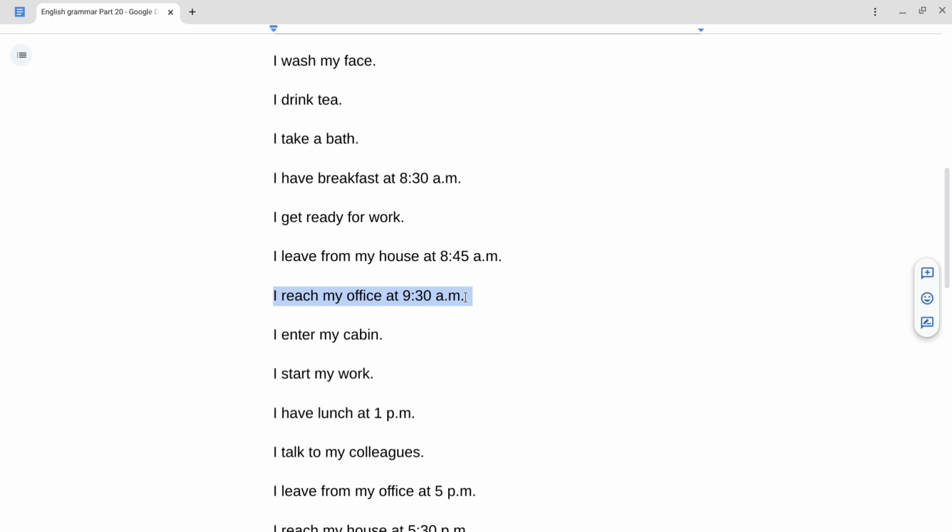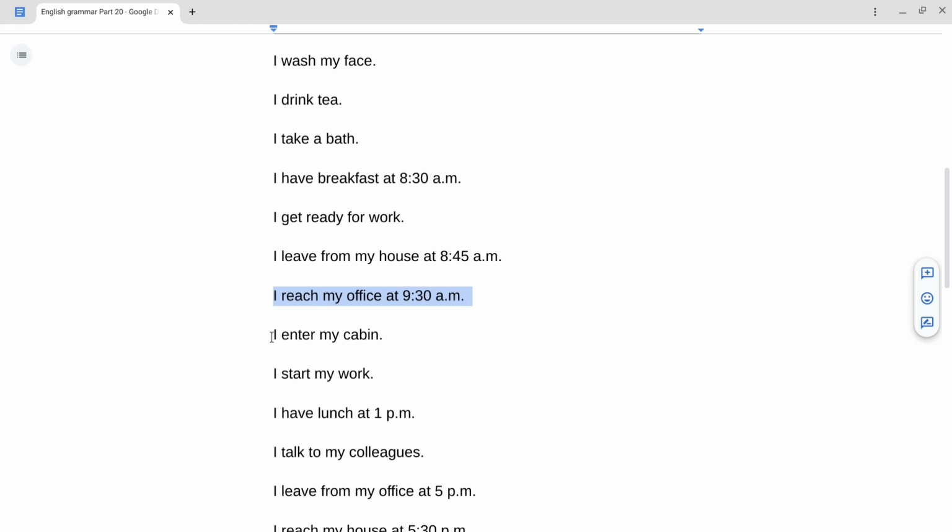So here I is a subject, reach is a verb and my office is the object followed by the time. This is the time that you usually, or on a daily basis, reach your office. Got it? It is repetitive. It is something that you do on a regular basis on every working day. I reach my office at 9:30 a.m.